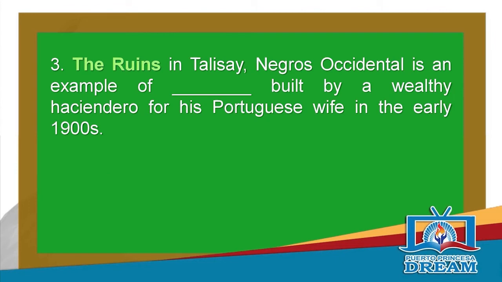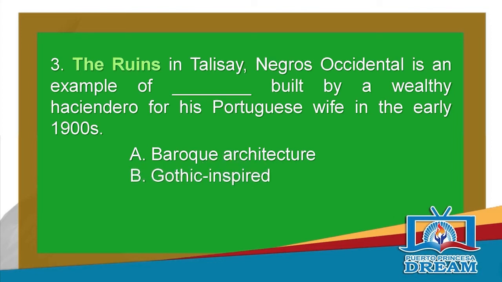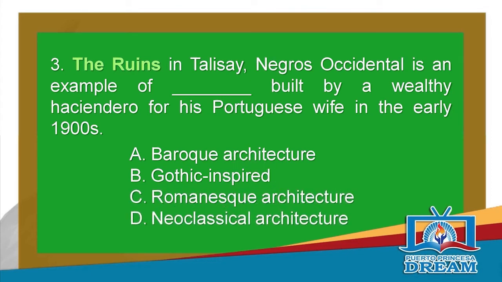Number 3. The ruins in Talisay, Negros Occidental is an example of blank, built by a wealthy hacendero for his Portuguese wife in the early 1900s. A. Baroque architecture. B. Gothic inspired. Letter C, Romanesque architecture. And letter D, Neoclassical architecture.